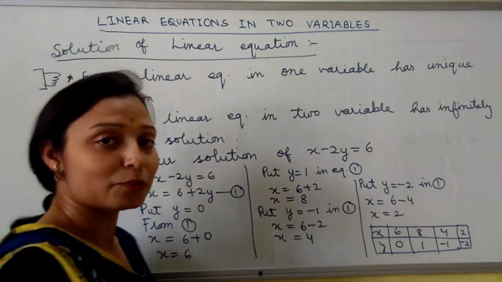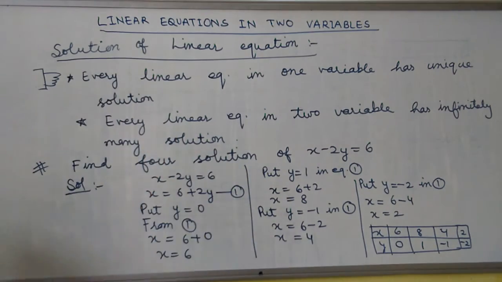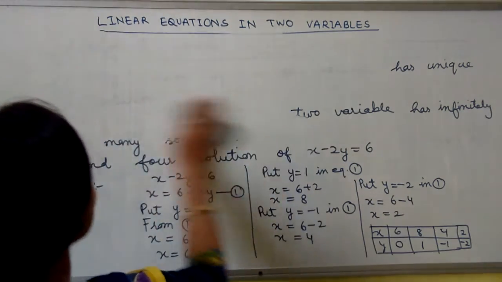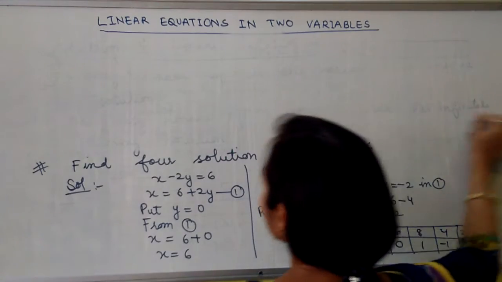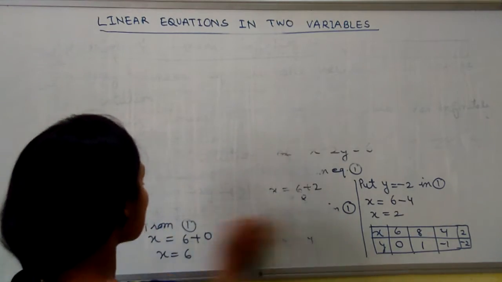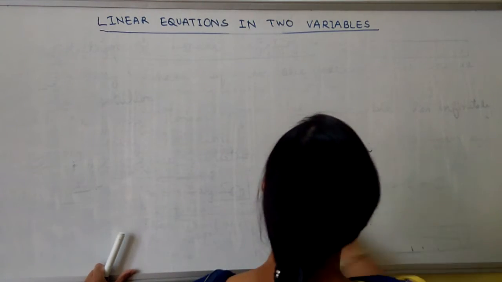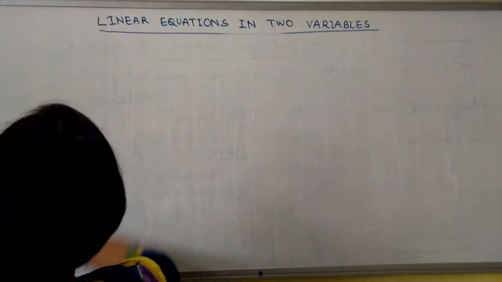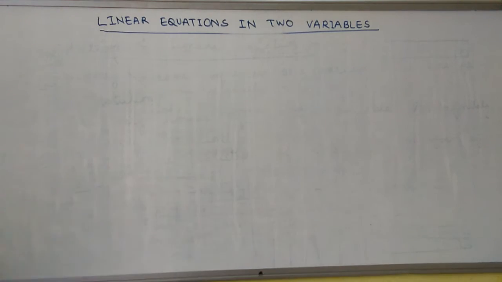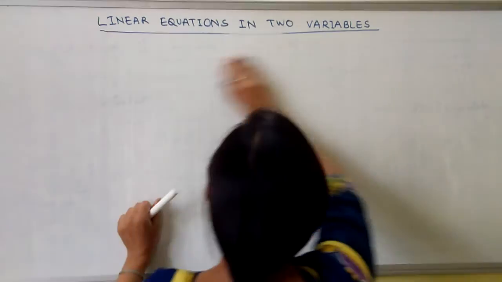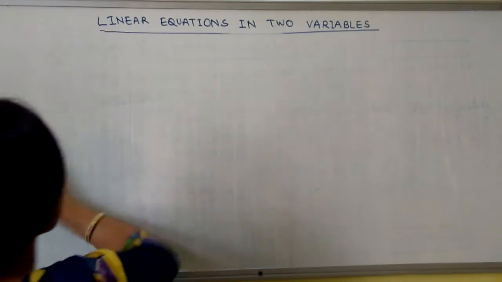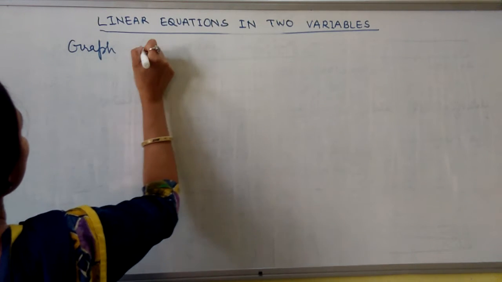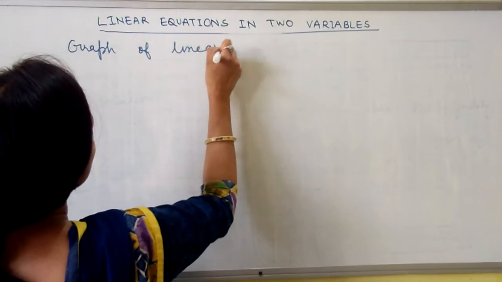Okay, now come to the graph of linear equations. How can we find the graph? It is very easy to find. For finding the graph, we need only 2 points. To draw a graph of a linear equation, we need only 2 points. Any 2 points you can take.